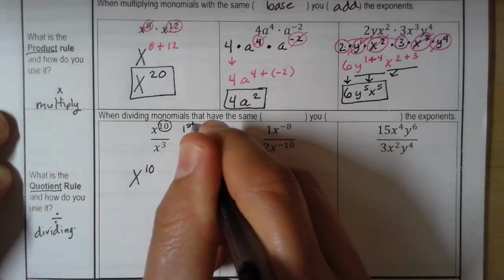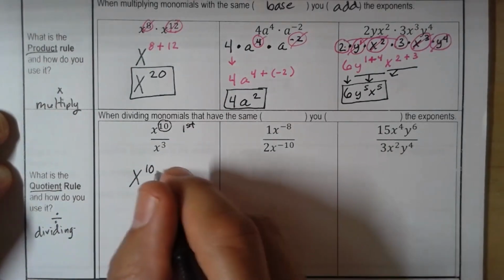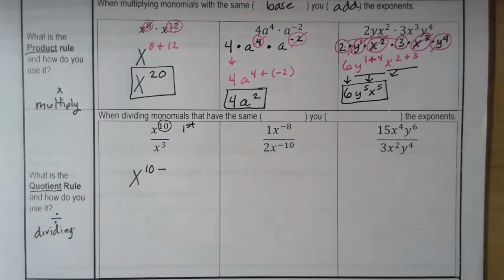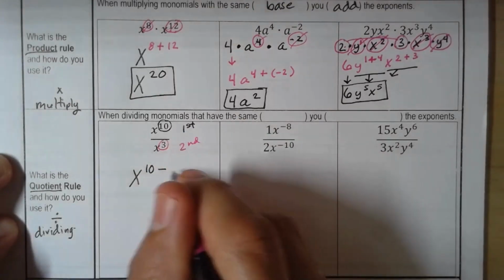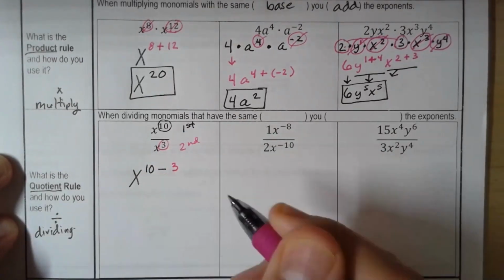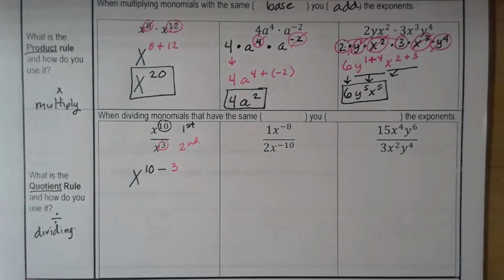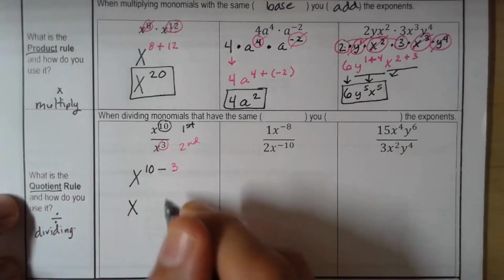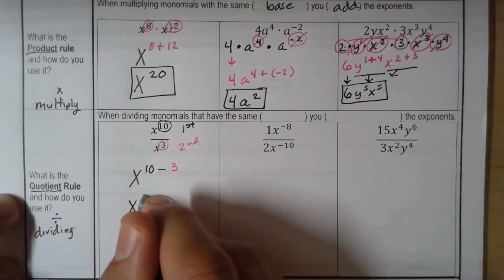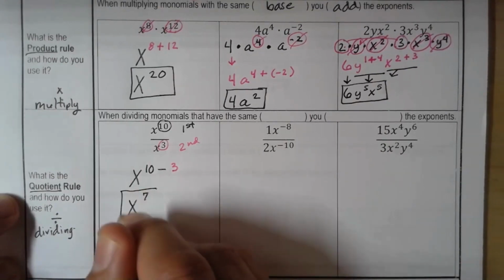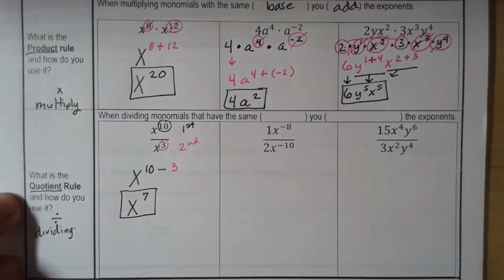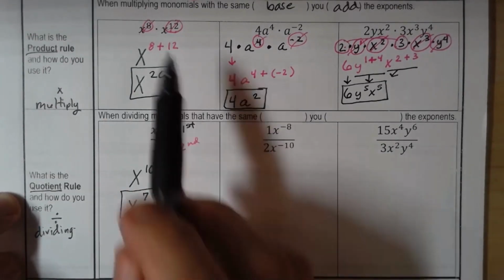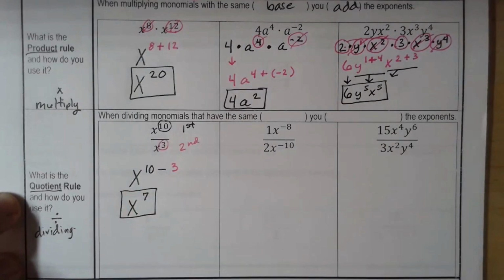I'm going to put a little first sign here. Then you're going to subtract the power of the denominator. So that one goes second. So we're going to put minus 3. And then when we work this out and simplify it, it's going to be x to the power of 10 minus 3, which leaves me with x to the power of 7, because 10 minus 3 gives me 7. And that's my final answer. So it is literally the opposite of what we did in a product rule.